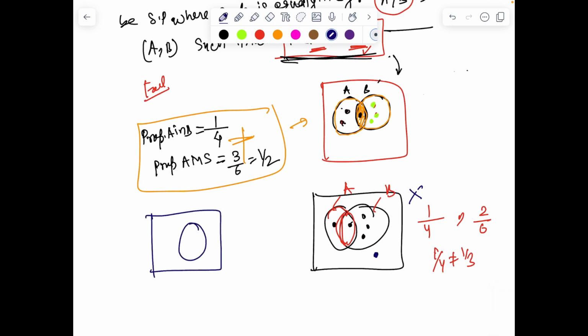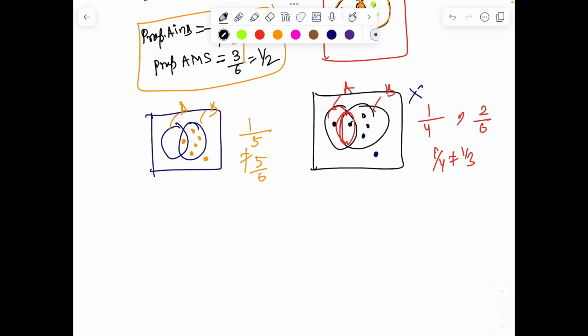Let's take one more example. Suppose B has 5 elements, 1 2 3 4 5, and A has only 1 element, 6. Then again, what is the proportion of A in B? It's 1 by 5. What is the proportion of A in the entire sample space? 5 by 6. So clearly it's not equal. You can experiment, but of course we will not keep doing this problem in a childish manner. Is there a better way of doing this?